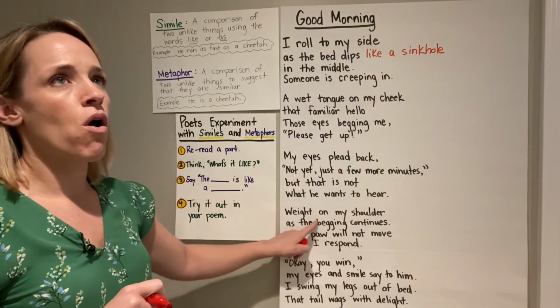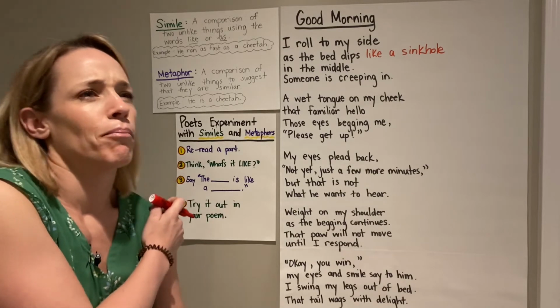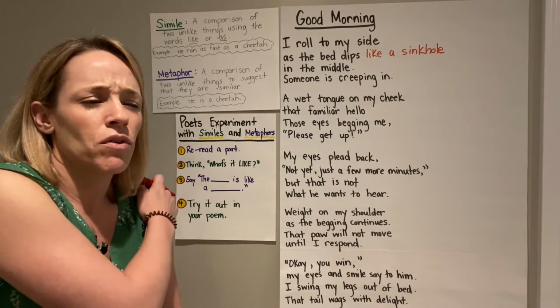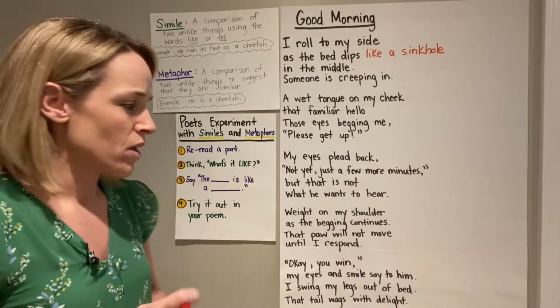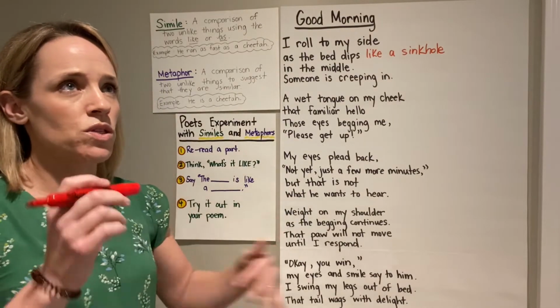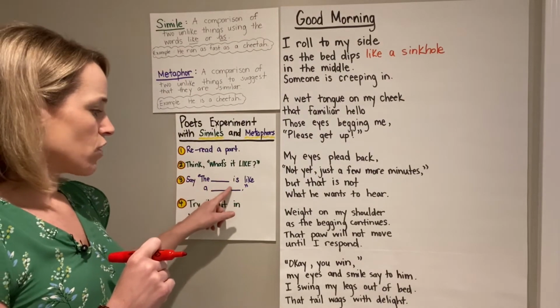So what is his paw like? So it's super heavy. It's almost like a brick, or like a ton of bricks. Have you ever heard that expression? It's like a ton of bricks. So I'm not going to use like or as. So let me try this. So the paw is like a ton of bricks.